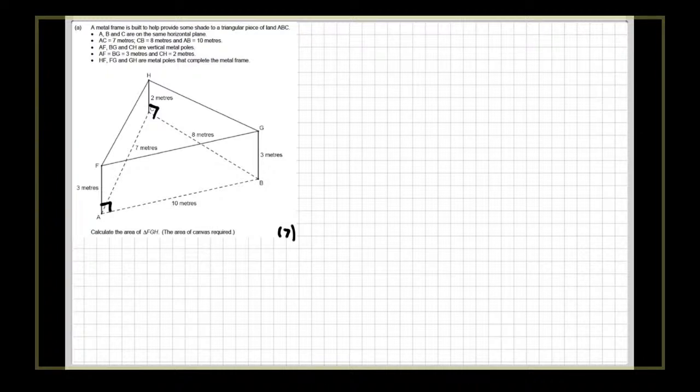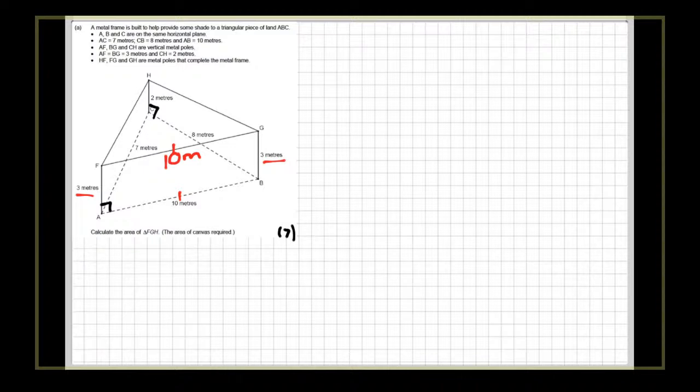Now, before we go to anything, before we actually look at the question, I just first of all want to look at what is kind of implied in this question. The one thing that is implied in this question is that FG is also 10 meters. It's the same as that one. The reason why is because both AF and BG are the same height.